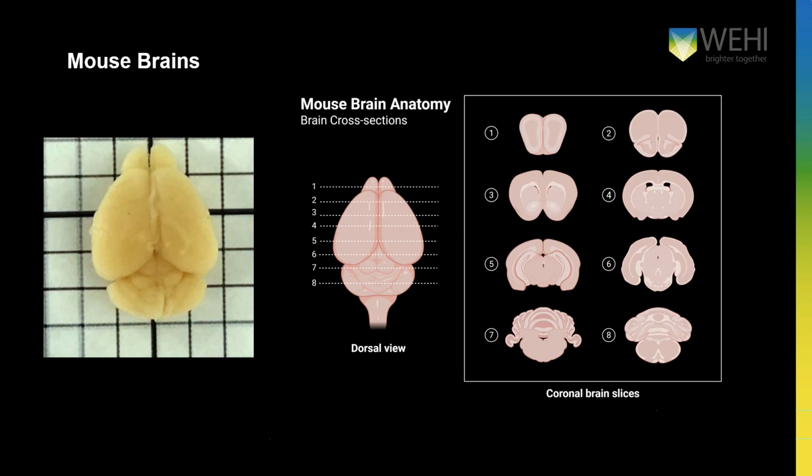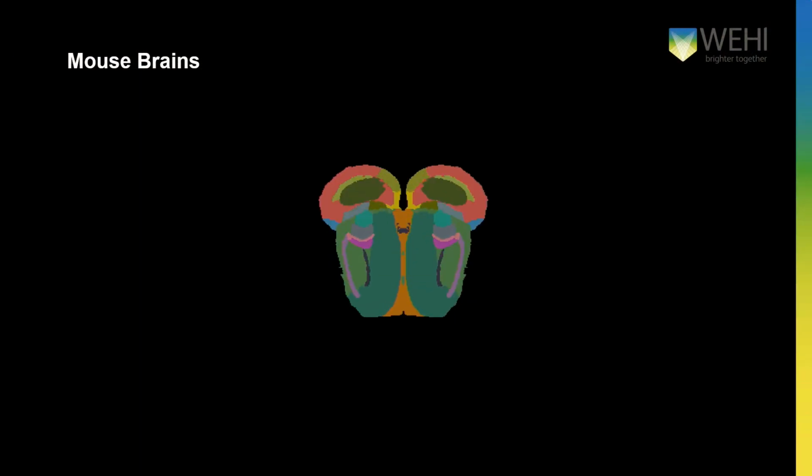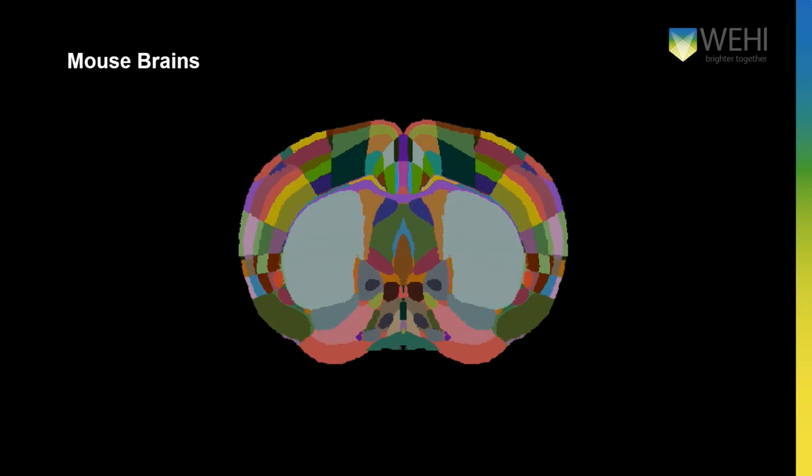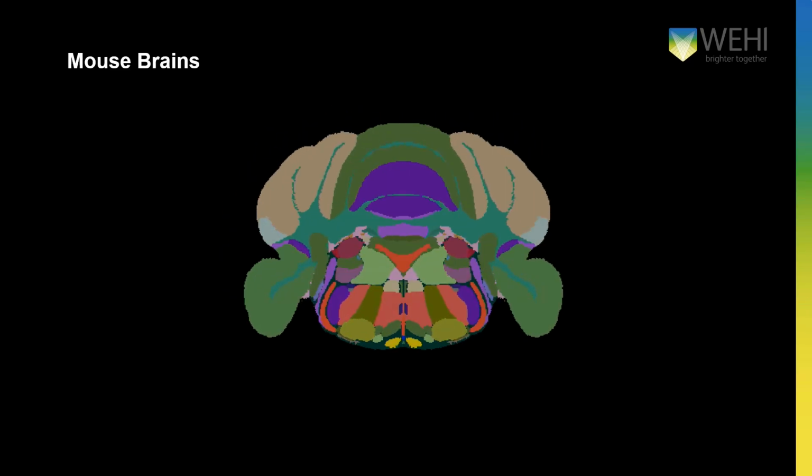Essentially, the researchers I've been working with have had this overarching goal of counting the number of neurons in one specific region of the brain. Now, this sounds easy enough, but when you realize that this is all of the different regions in a mouse brain, if I'm zooming through coronally, you can see there's a lot of regions, and they're all quite small. I don't know how you'd be able to tell one apart from the other. There's some big ones, some small ones. There's a lot of regions.